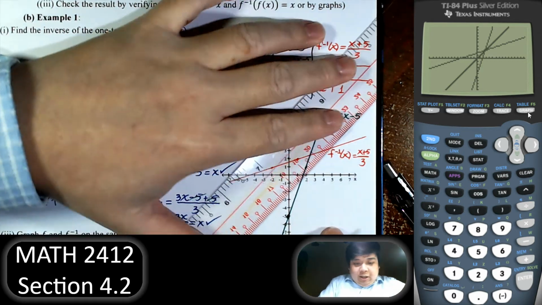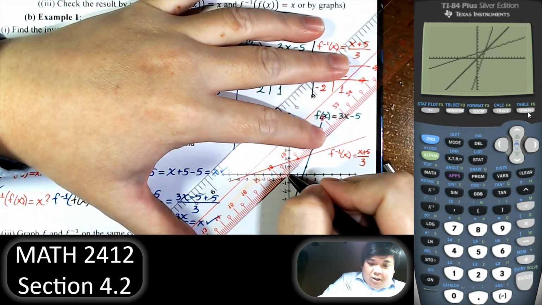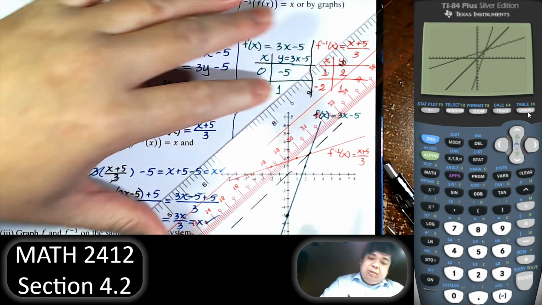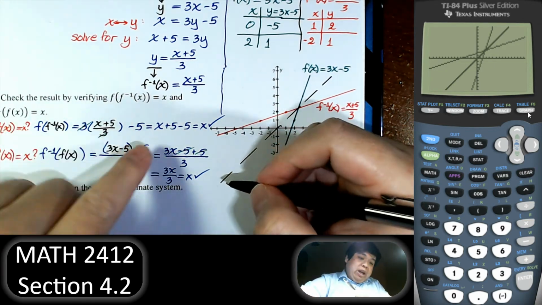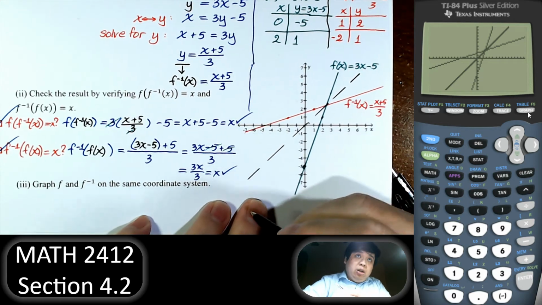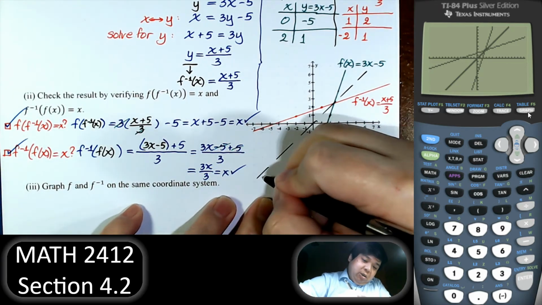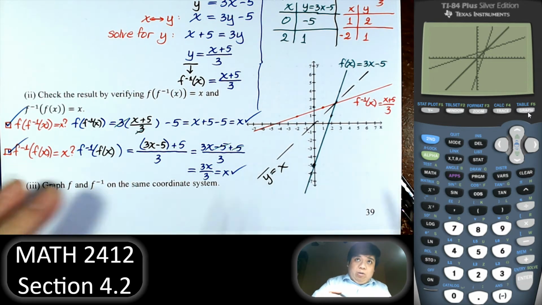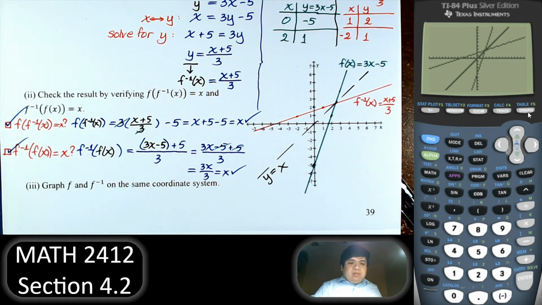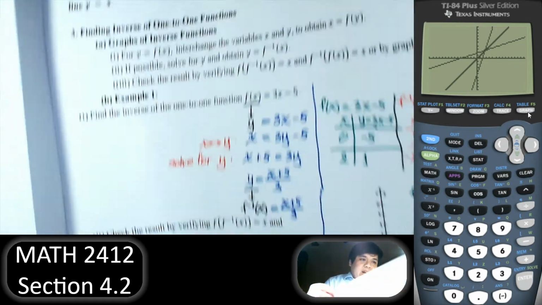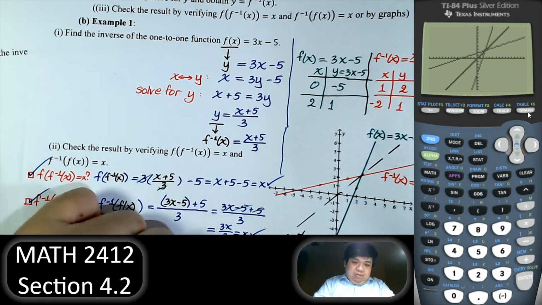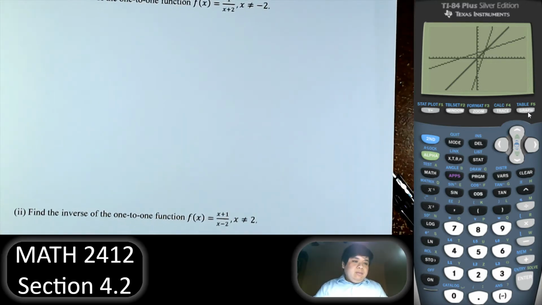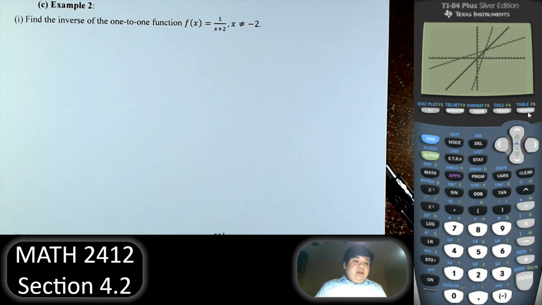And because of this, they are symmetric on the line y equal to x. So yes, we can confirm based on the definition, or that property says, or we can confirm by the graph. But the graph, of course, is not as good as using the definition. Right.